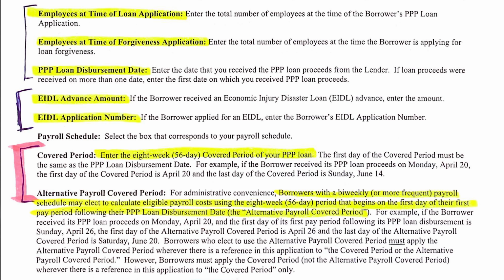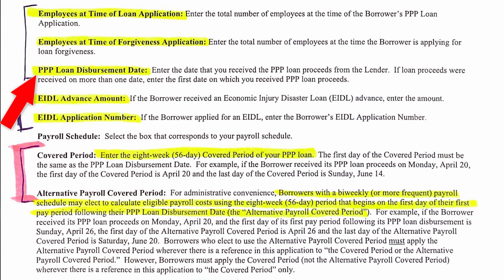That first grouping are important numbers, the employees at time of loan application. I don't know exactly which date you should use just yet, so we're going to wait for more guidance on that. Is it the date that you applied for the loan, the day before, the day after? It's really unclear, but you're going to need that number, so we're going to want to put that to the side. Then the second one there is the employees at time of forgiveness application. So that's going to be at the end of your 8 weeks.